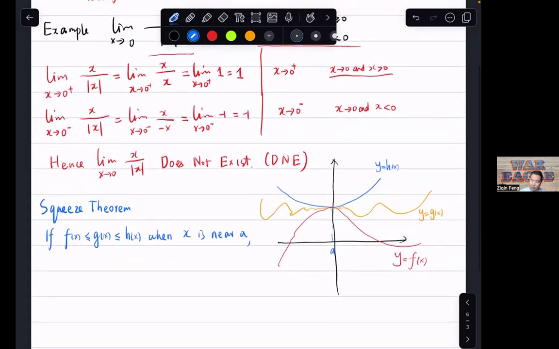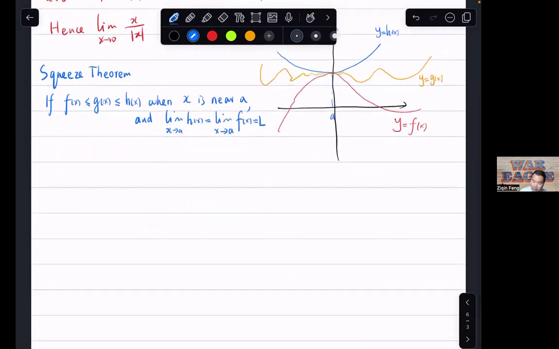And we are also given one more condition: both the upper function, h of x, and the lower function, the bottom function f of x, have limit equal to A. Then our conclusion is that the middle function in between will be squeezed into the same place. As x goes to A, g of x also equals A. So this is what happens.